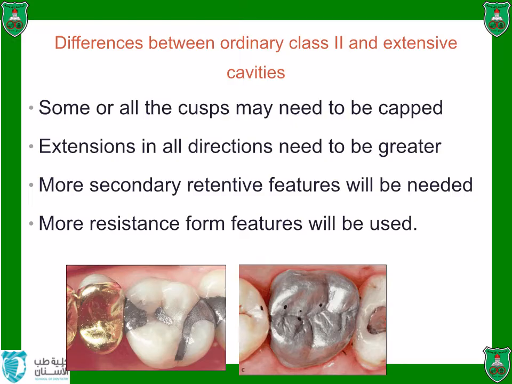So we need more secondary retentive features in the right photo, and we need more resistance form. We can't rely only on the undercut that we learned in the previous lecture. We need secondary retentive form to increase the retention and the resistance of the restoration. And this is what we will talk about in this lecture. Inshallah, we will learn about the secondary retentive grooves and retentive features that we will use in this treatment.